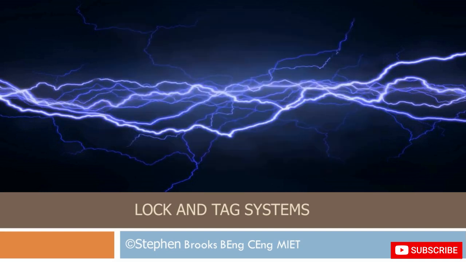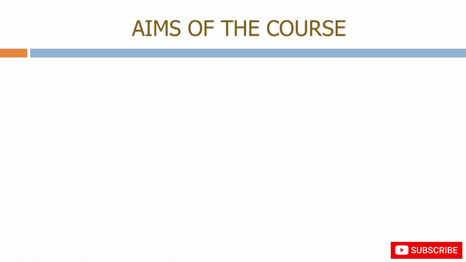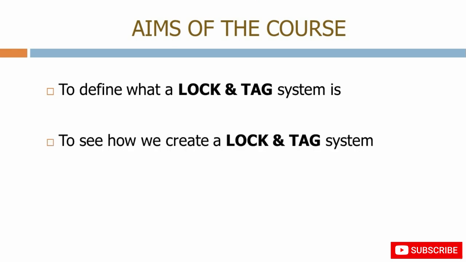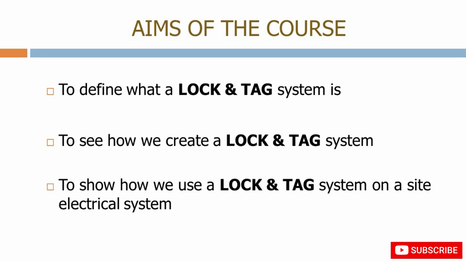Congratulations for making it to the final section of this course, which looks at lock and tag systems. These are used throughout the electrical network and are of particular importance for site electrical systems, where they are used to control access to and operation of the electrical network. The aims of the course are to define what a lock and tag system is, to see how we create a lock and tag system, to show how we use a lock and tag system on a site electrical system.